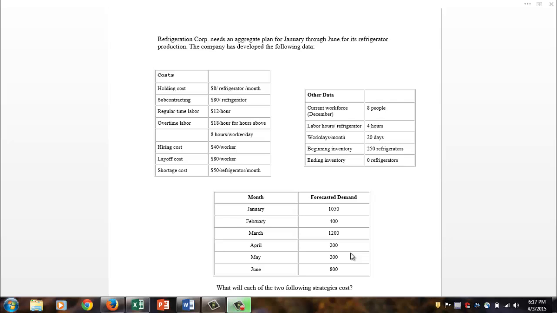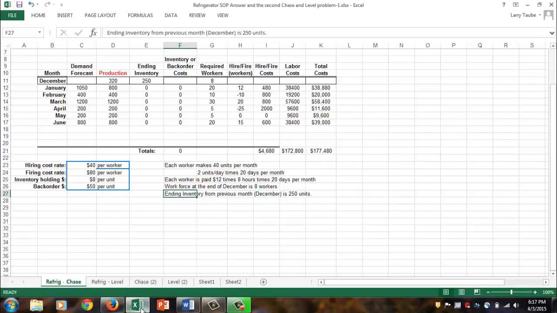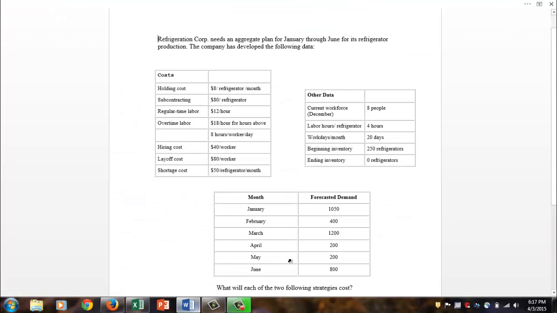This information is on Canvas. Under step 5, there's another link that will give you this. We're going to switch back and forth from this data to the spreadsheet, which is the link below the data that I just pointed out. Let's take a look at the data that we're given.